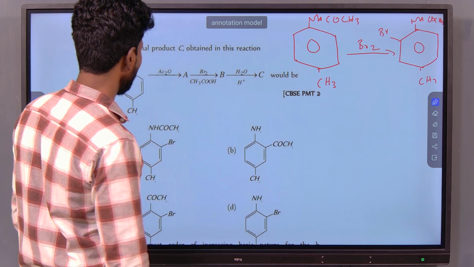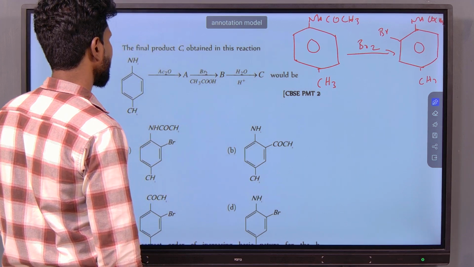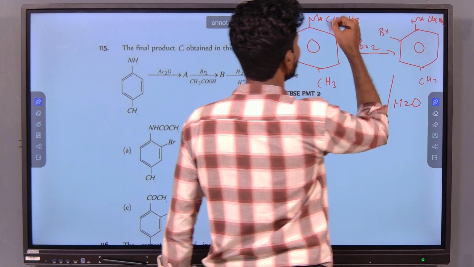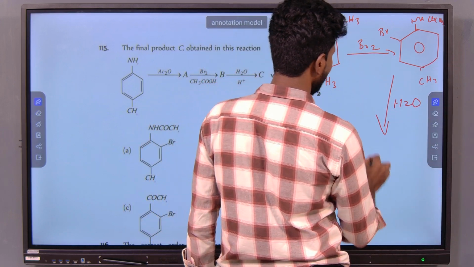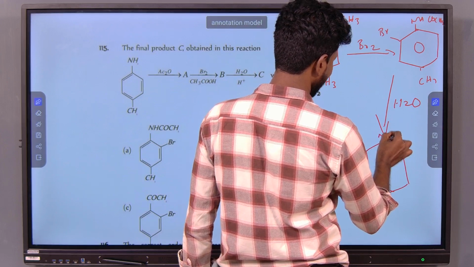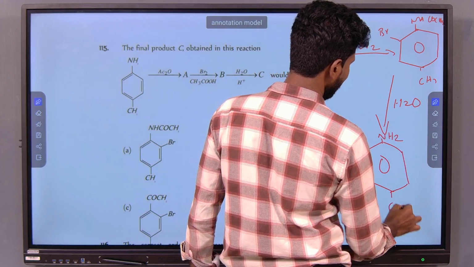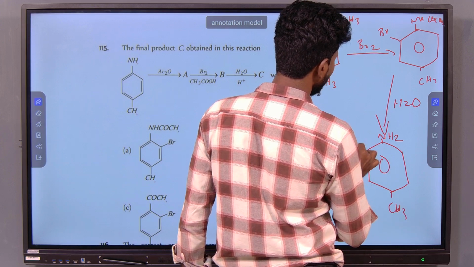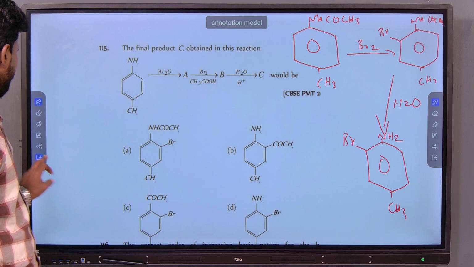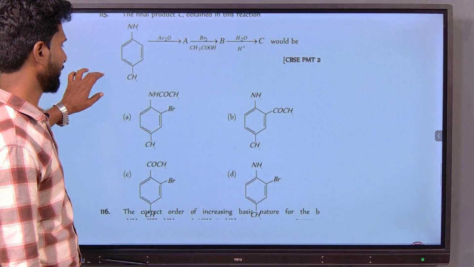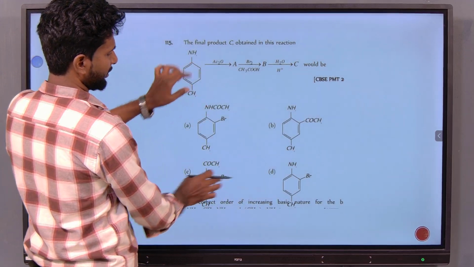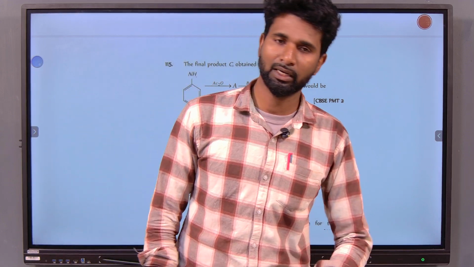What is the possible product? When we hydrolyze, the acetyl group is replaced and acetic acid is released, and we get this product. For what purpose did we add acetic anhydride first? To protect the amine group. Okay, that is the product. Understand? That's all about the question I was explaining. So D is the answer. Anyway, thank you. I hope you all understood. Thank you.